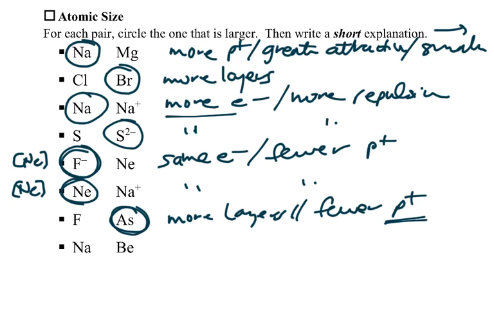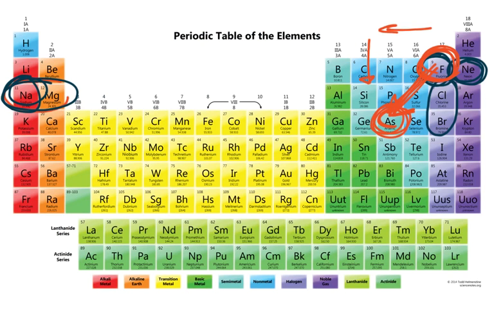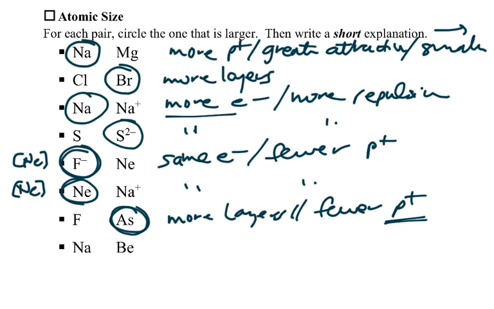Okay, and Na and Be, same deal. Here we're talking about Be, here we're talking about Na. Okay, so again, they're the same situation. They're this upper left, lower right. So sodium is going to be the larger. Okay, same thing. It has more layers than beryllium does, and the outer electrons feel fewer of those protons. And that's that part of the question.